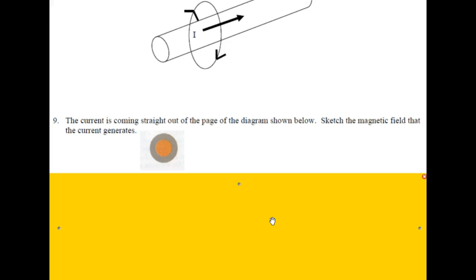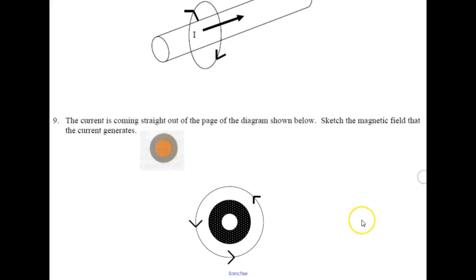Your fingers curl in the direction of the magnetic field around the wire. So it should look something like this. With our thumb pointed out of the page, our fingers curl in this direction, which is counterclockwise around the wire.